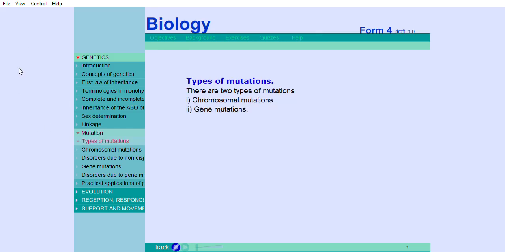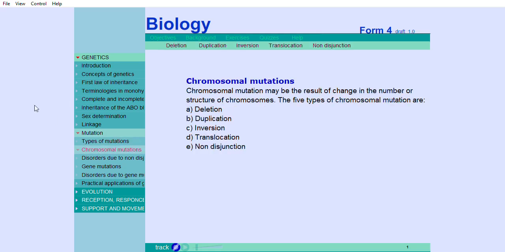Types of mutations. There are two types of mutations: chromosomal mutations and gene mutations. Chromosomal mutations. Chromosomal mutation may be the result of change in the number or structure of chromosomes. The five types of chromosome mutation are deletion, duplication, inversion, translocation, and non-disjunction.